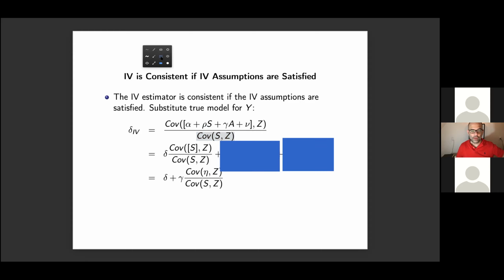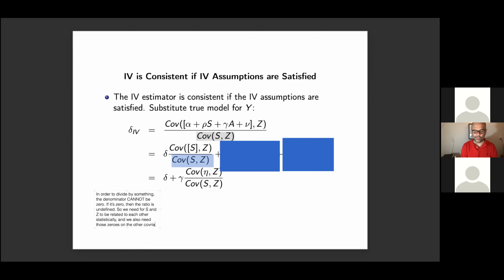And we need for this, in order to divide by something, the denominator cannot be 0. If it's 0, then the ratio is undefined. So we need for S and Z to be related to each other statistically. And we also need those zeros on the other covariances.